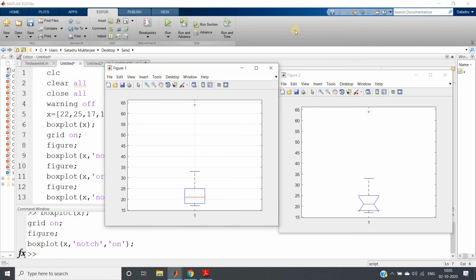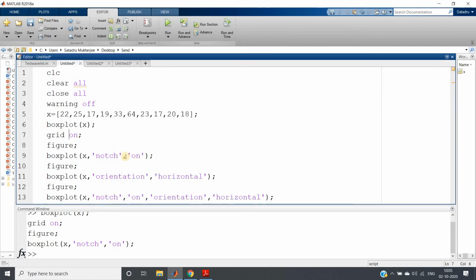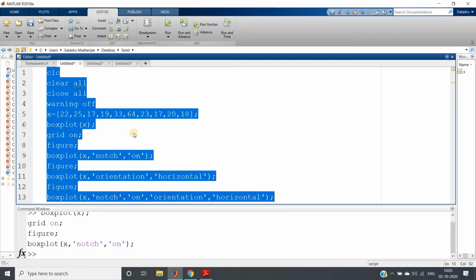Okay, that is coming like this. So this is the notch on parameter. It gives no extra statistical information, just a different representation. Then box plot orientation horizontal. This will tilt our box plot and show it horizontally, and you can apply both notch on and orientation horizontal also.